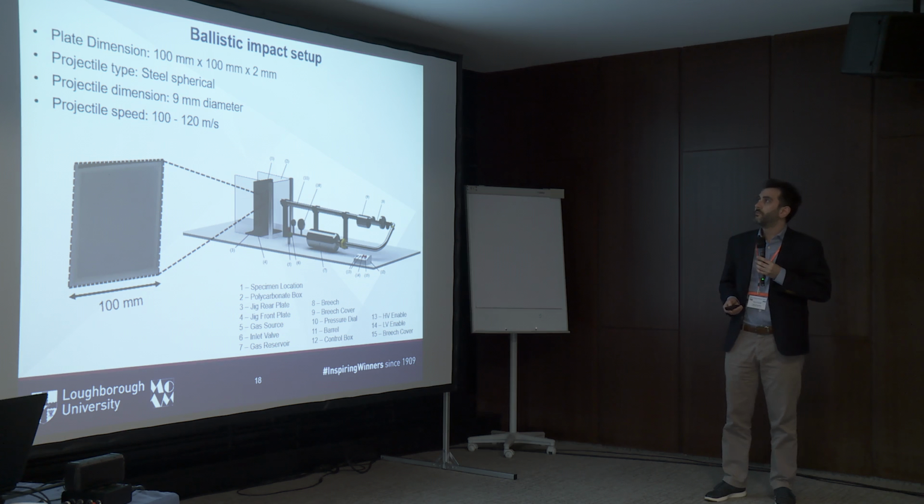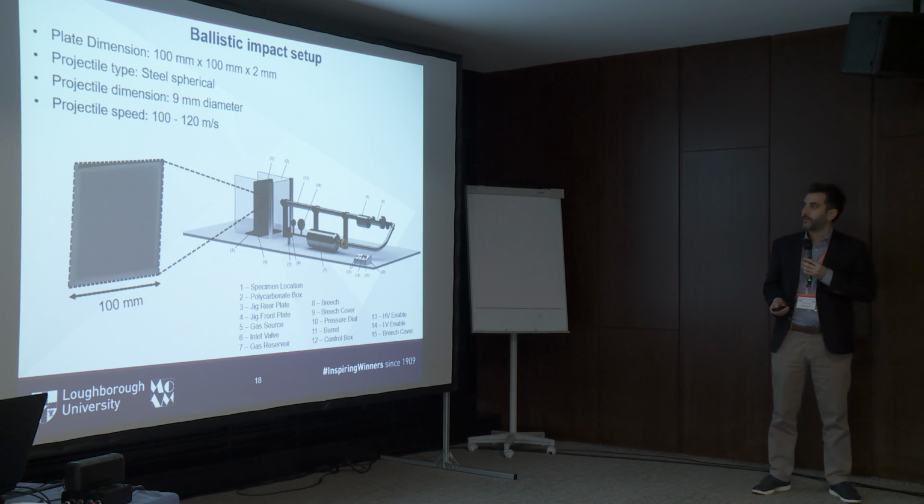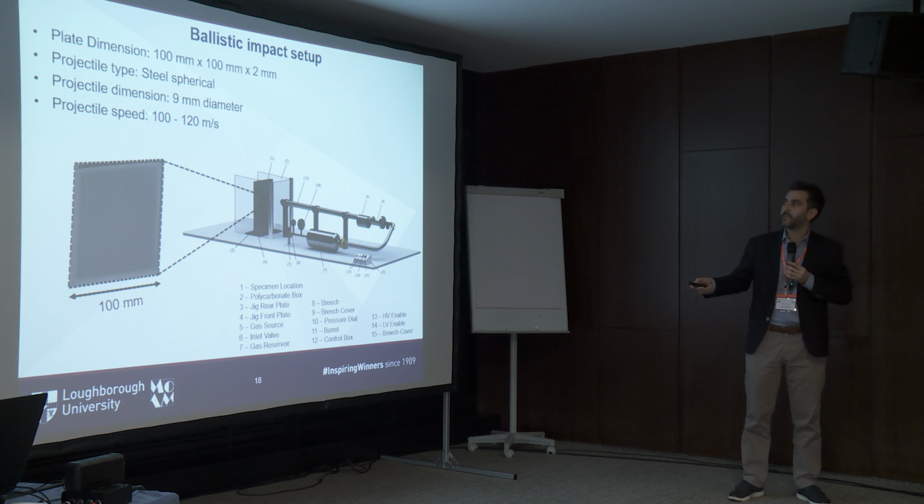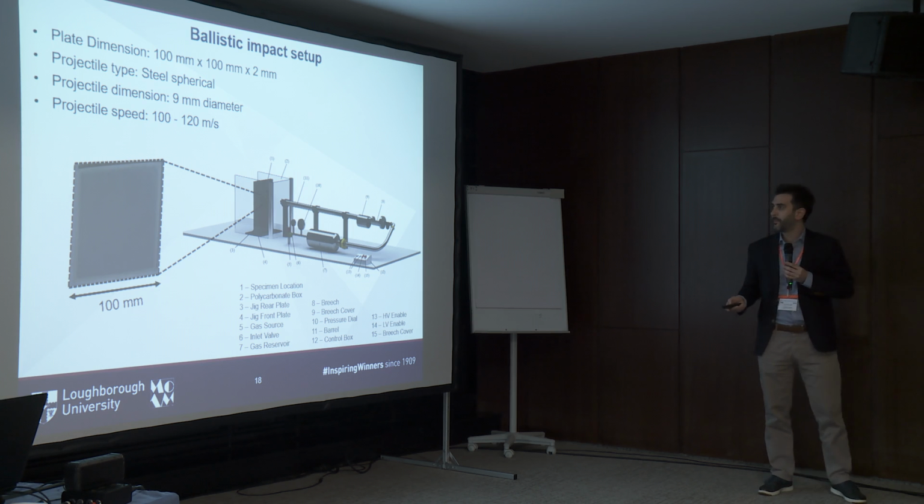Right, so with this, let me move to the ballistic tests. This is our in-house gas gun that we have at Loughborough. Right here is our plate-like specimen, 100 by 100 by 2 millimeters thickness, to start this discussion. The bullet, the projectile, starts its journey from here. In this case, we use a steel projectile of 9 millimeter diameter. We have constrained the velocity range from 100 to 120 meters per second.